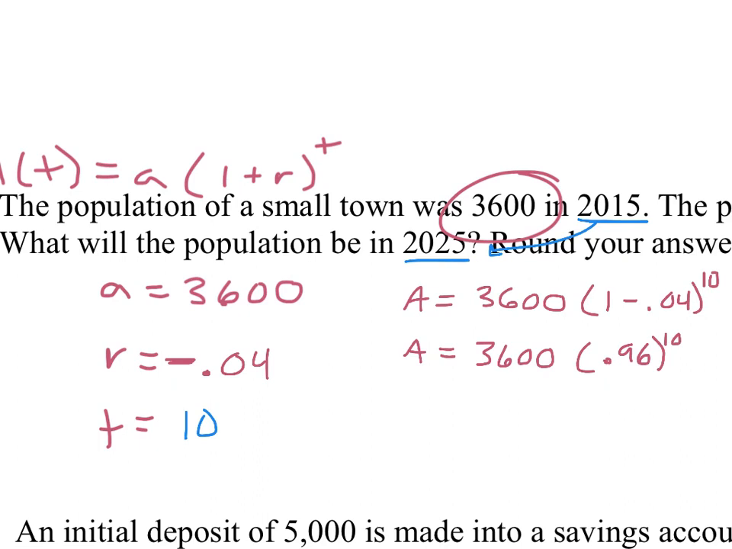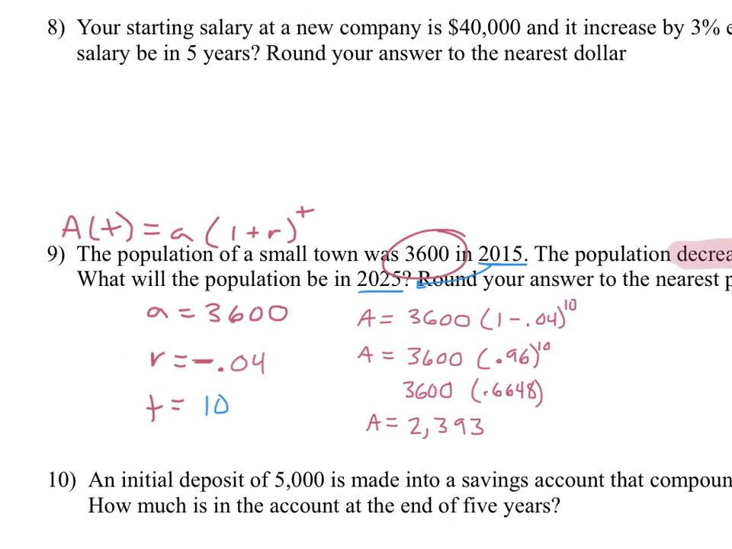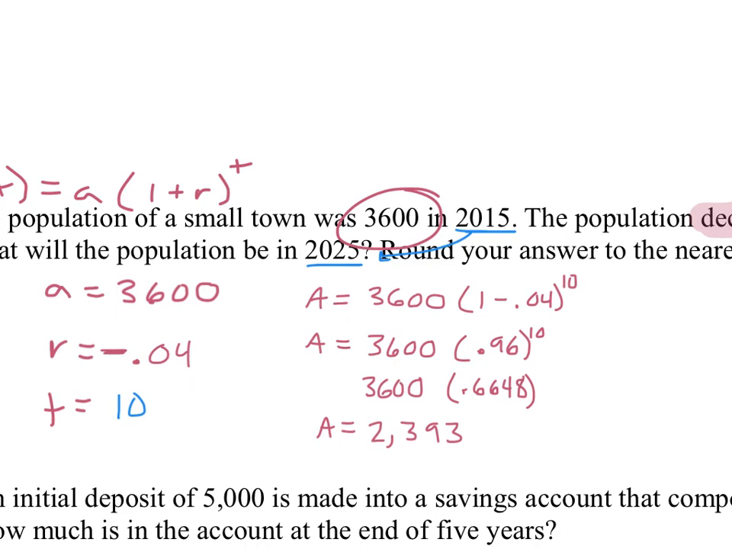So we're going to click 0.96. We click that x raised to the y, and then 10 equals. And for this part, we get 0.6648. It doesn't matter how much you write down because you can just keep it in your calculator and multiply that by the 3,600, which gives us our total amount as 2,393. It says round to the nearest person, so we can just leave it as that.